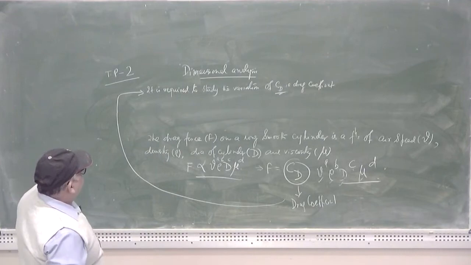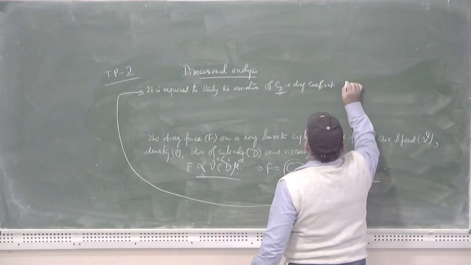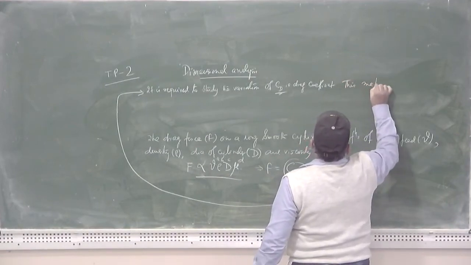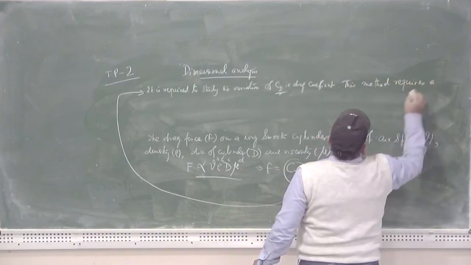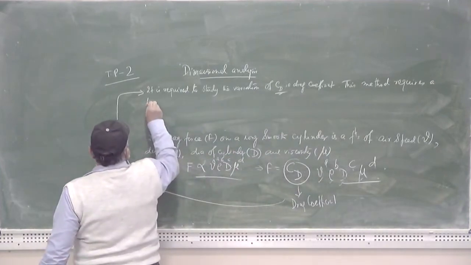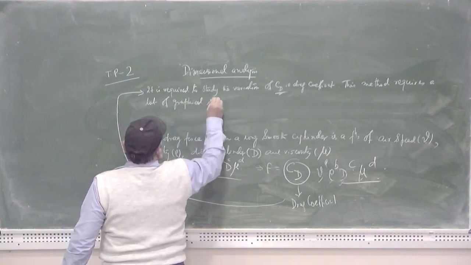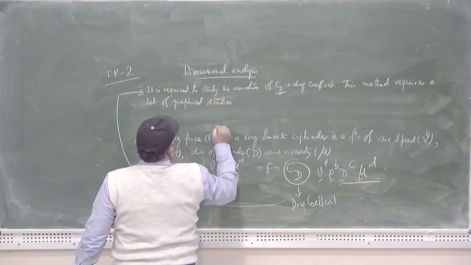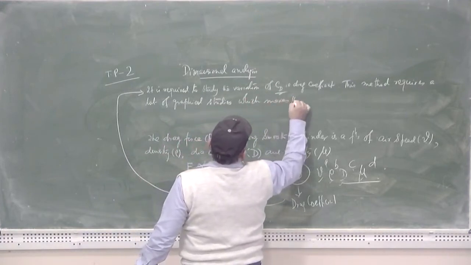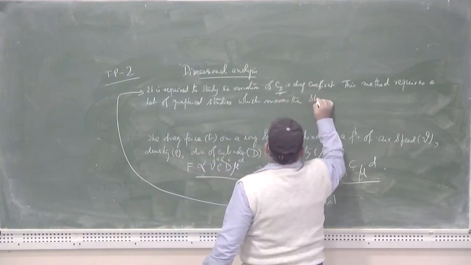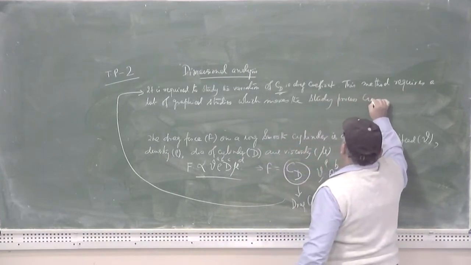So, study the variation of CD, that is the drag coefficient. This method requires a lot of graphical studies, the study process is cumbersome a little bit.